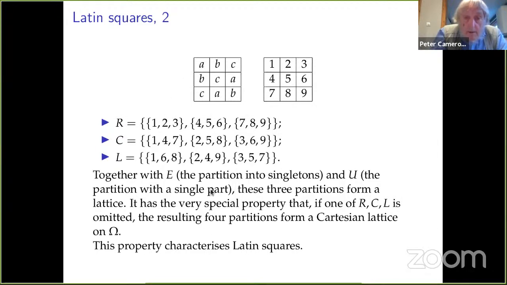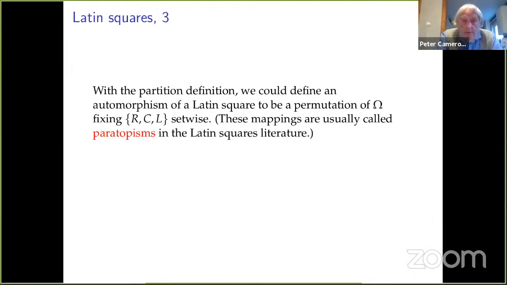Indeed, if you have any three partitions so that they form a lattice, but if you leave one of them out, you get a Cartesian lattice, then what you have is precisely a Latin square, because if R and C form a Cartesian lattice, L tells you where to put the letters in that Cartesian lattice. So Latin squares we can recognize by this property that we have three partitions. Any two of them are the minimal non-trivial partitions in a Cartesian lattice.